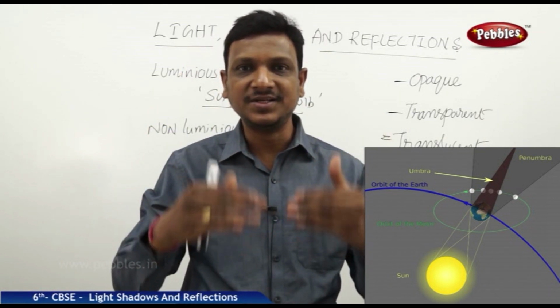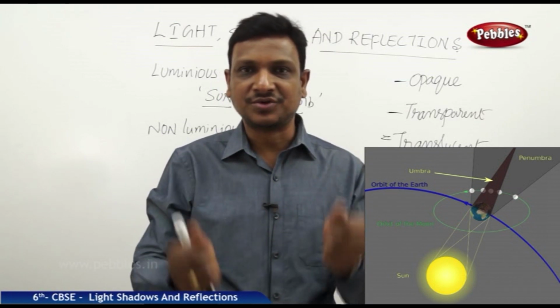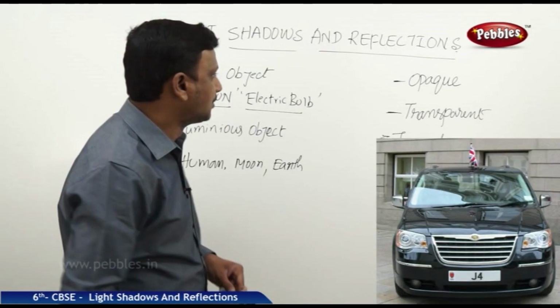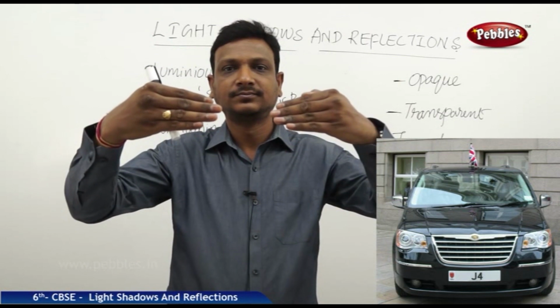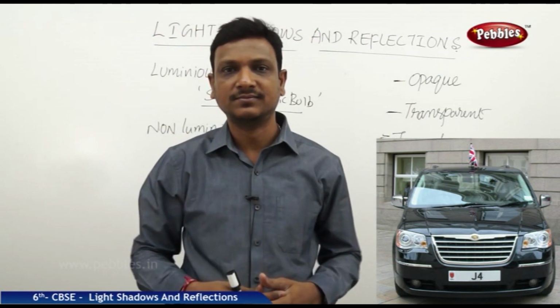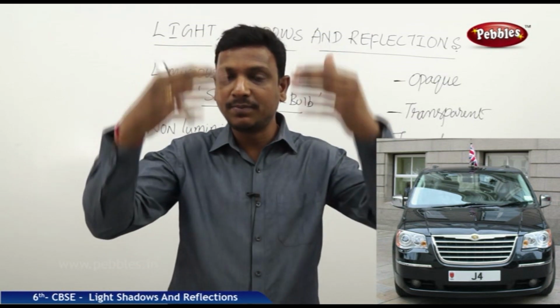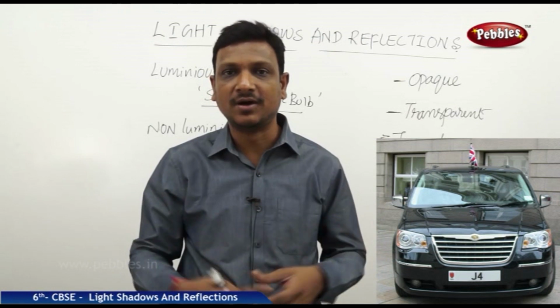So the glass protects from the wind and rain. When you are driving, you can see through the glass, you can look at the road. So we cannot fix a wooden plank in front of the car. We can use only the glass, because if a wooden plank is used, it is opaque. It does not allow the light to pass through. You cannot see the object.